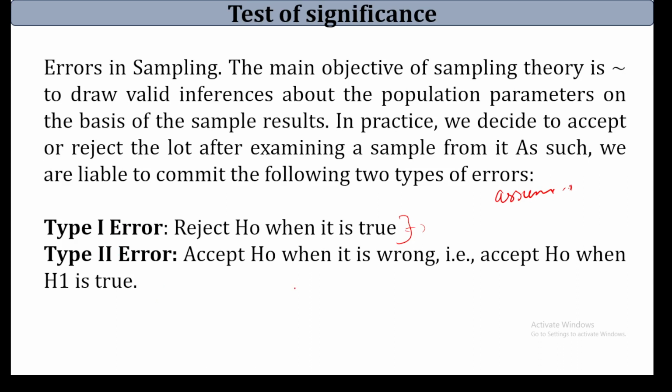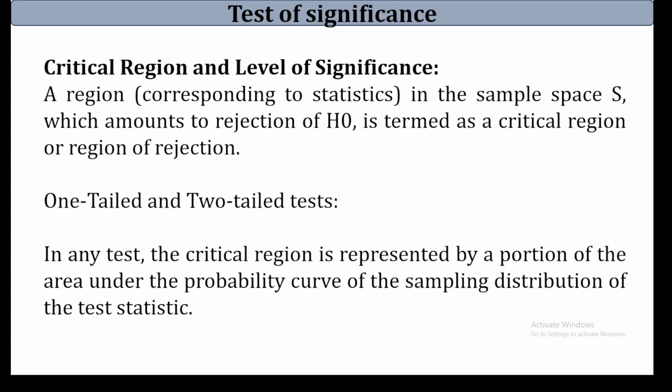Type 2 error means we accept H naught when it is wrong. The assumption was incorrect, but we have accepted it, though in actual it was wrong; we accept H naught when H1 is true. It is just a way of saying it, and the type of error changes accordingly. Then come the critical region and the level of significance.